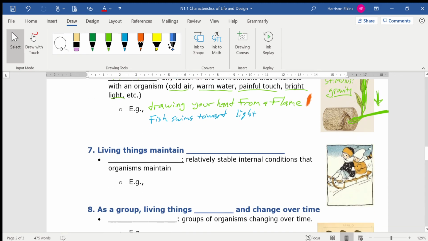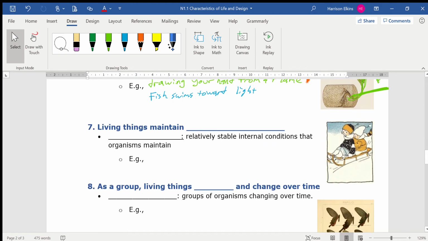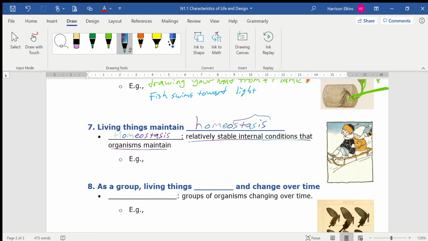All right. So what are our last two things? What color do we want? Oh, let's do galaxy here. Okay, living things maintain a word that we call homeostasis. Homeostasis. Okay. Stasis kind of means this way of being or staying. Okay, homeo means same, so same way of staying. So if we could define homeostasis, we could say it's basically relatively stable internal conditions that organisms maintain.